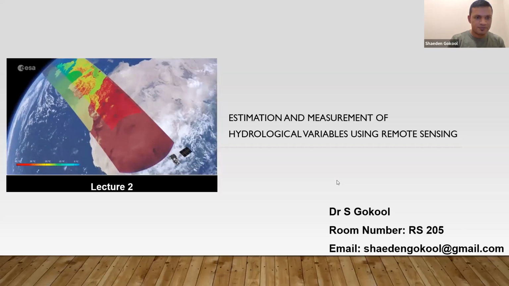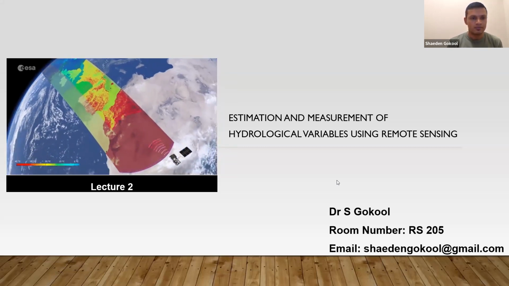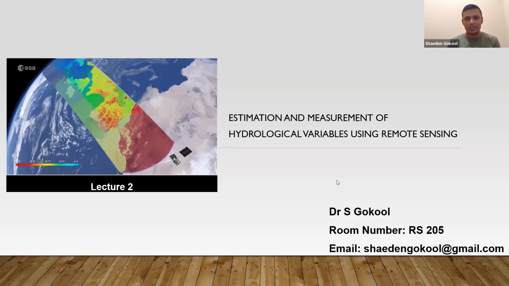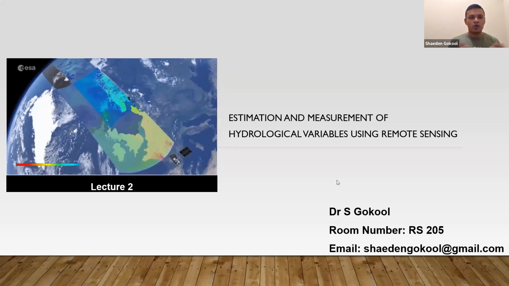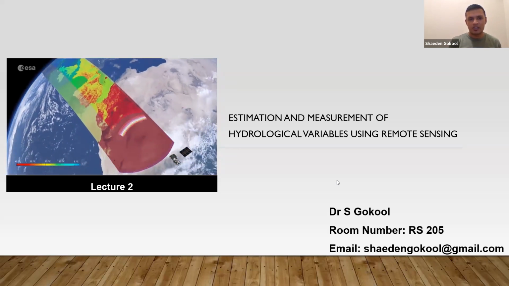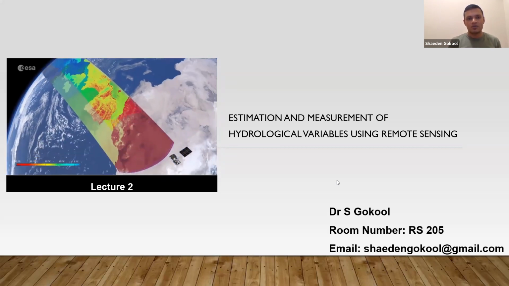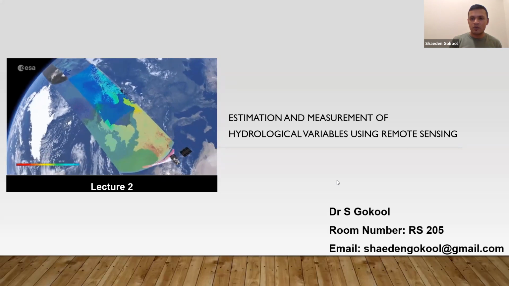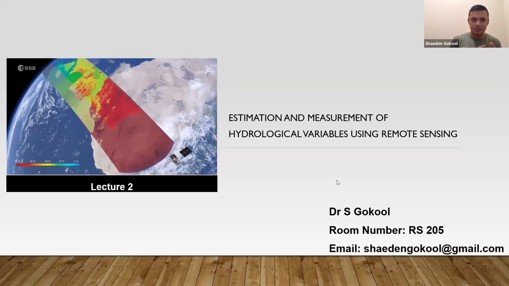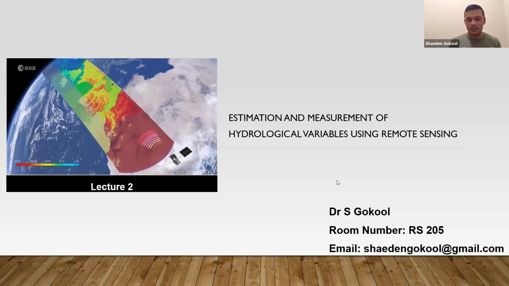Okay, so as I said, today's talk or lecture is going to be about looking at the use of Google Earth Engine, but more broadly speaking, we're looking at the estimation and measurement of hydrological variables using remote sensing, and more specifically satellite Earth observation data. So there are different types of remote sensing platforms that one can use, but in this specific instance, we're looking at satellite Earth observation data.